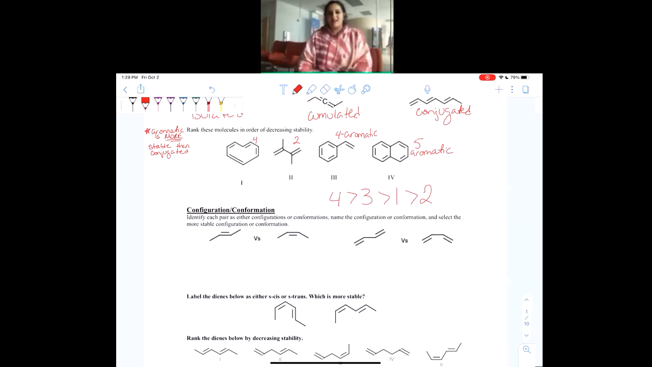So the next thing we're going to talk about is configuration versus conformation. This is really important because, one, he'll just straight up ask you some questions about configuration or conformation. But furthermore, we're dealing a lot with double bonds now, and it's important that we're naming things correctly and we understand how stability works.